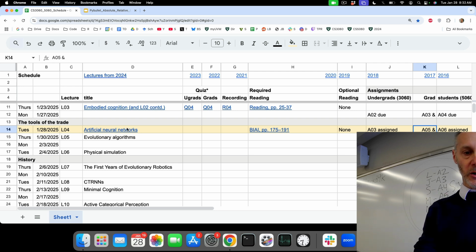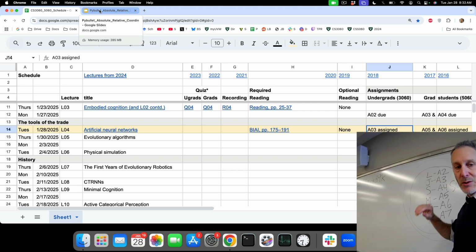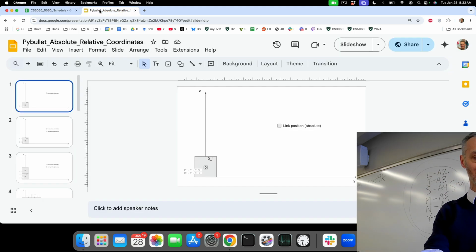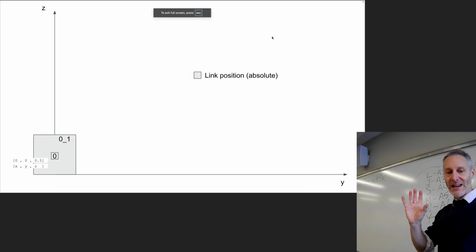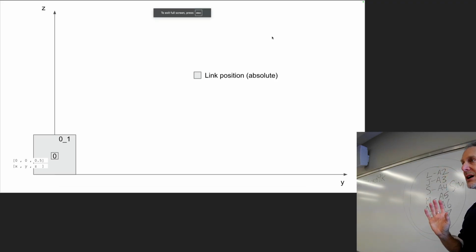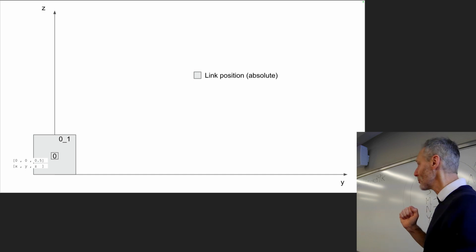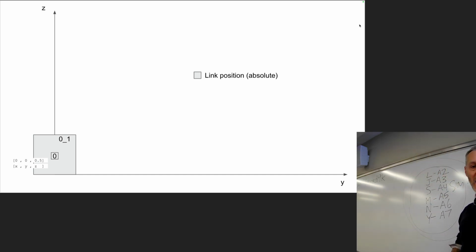So let's spend a little bit of time diving into assignment 3. As promised, in assignment 3, you're going to be attaching links together with joints. And joints and links get a little confusing in PyBullet because it juggles absolute and relative coordinates. So let's start with the simpler case, which are absolute coordinates. They're absolute because they're absolute. I was going to say relative to the world. They're not relative. They're absolute. You just give them a coordinate, that's where they are.